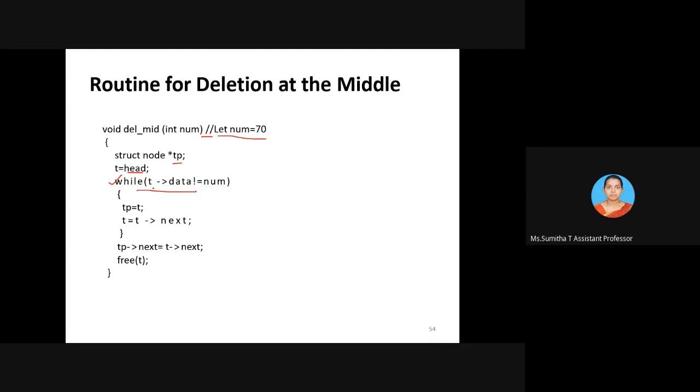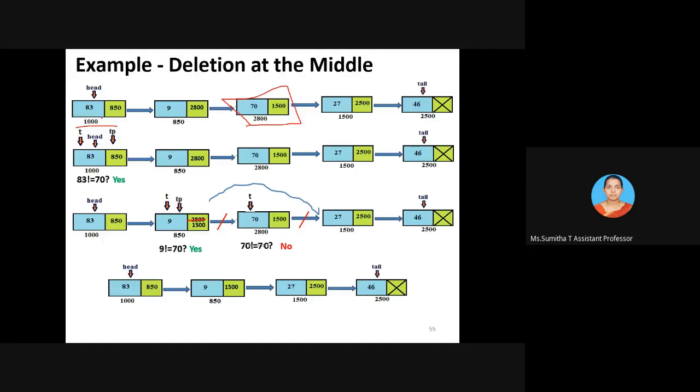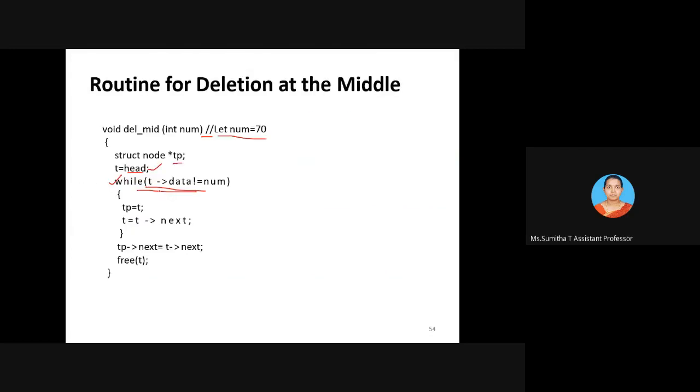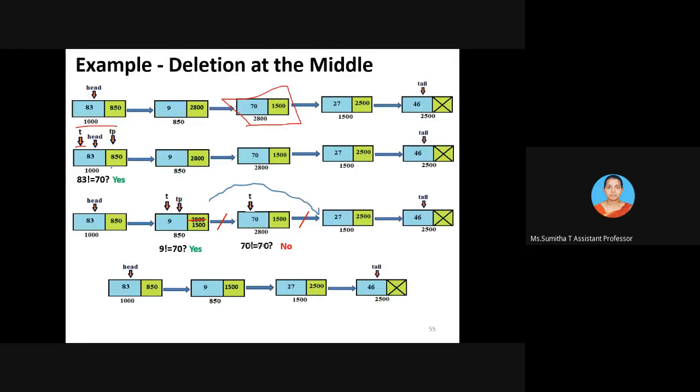Here I am giving the condition as t of next. What is the t value here? T is nothing but head, which I assigned in the previous line. So the head is assigned to t, and this t is t of next. That means the t of next. What is the t of next? This is the t of next, right?